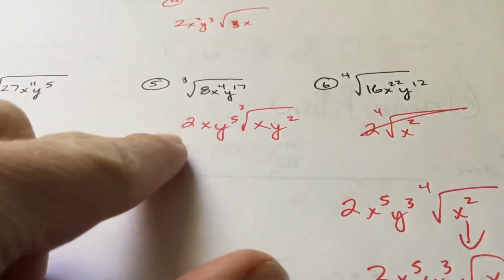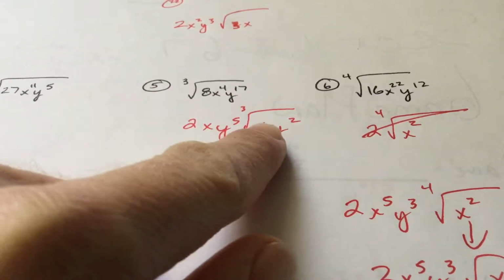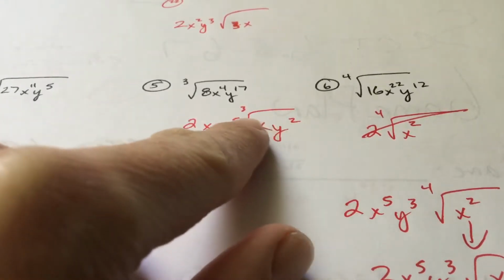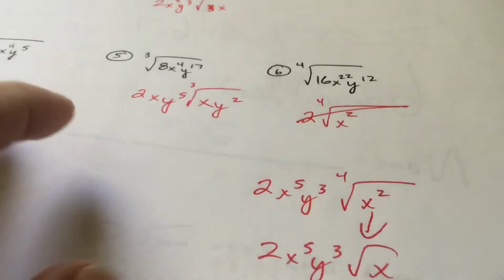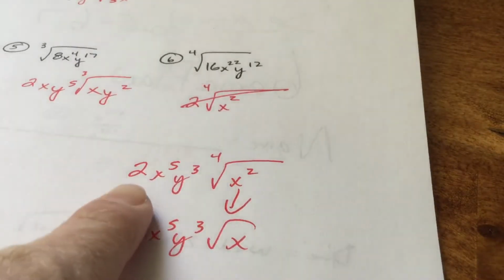The cubed root of 8 is 2 with nothing left over. 3 goes into 4 1 time with 1 left over. 3 goes into 17 5 times with 2 left over. Make sure to put the little 3 on the outside. What's left over is not the square root, but the cubed root. Disregard that. The cubed root of 16 is 2 exactly.